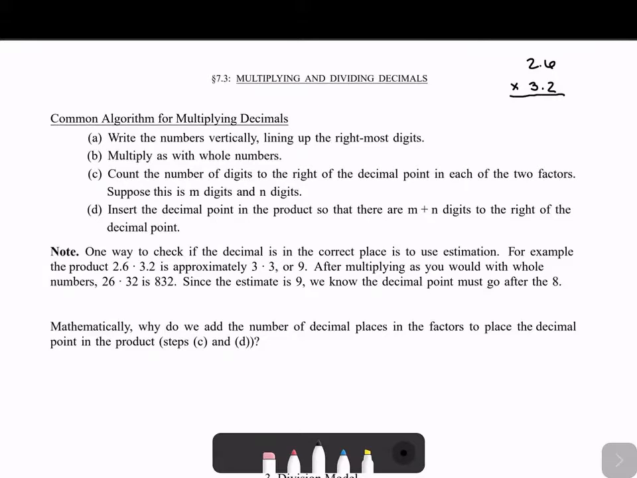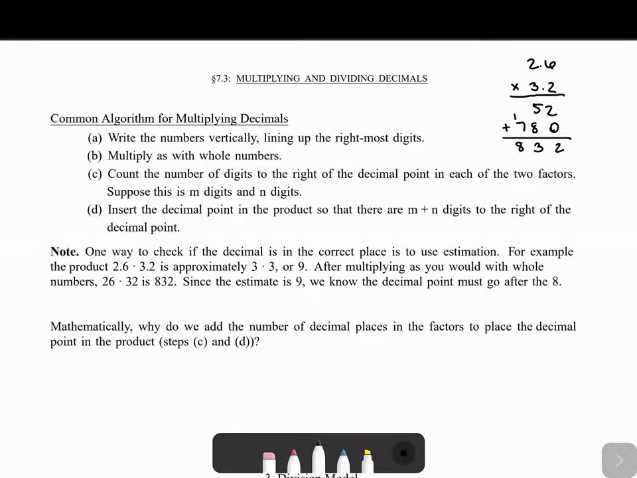So then we just multiply these as whole numbers. We do the multiplication 26 times 32 here. So 26 times 2 is 52. Then we have our placeholder. So 52, and then we have a placeholder, and then 26 times 3 is 78. So then we would add this, and we get 2, 3, carry a 1, so we get 832 when we multiply this as whole numbers.